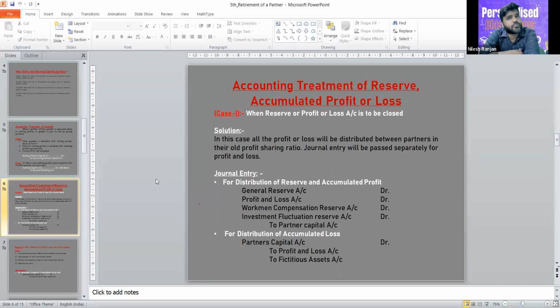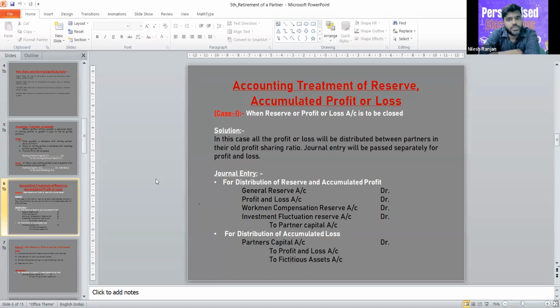The case one. Case one means we have to close the account. So this is case one. In this case, all the profit or loss will be distributed between partners in their old profit sharing ratio. Like existing goodwill, we have to distribute all the profit or loss in the old ratio.